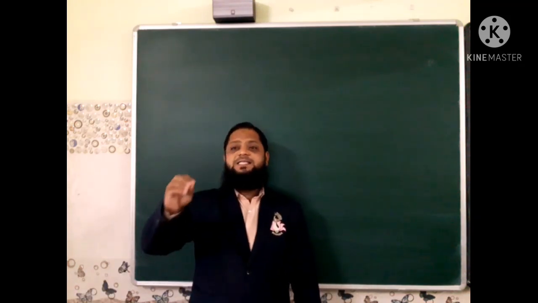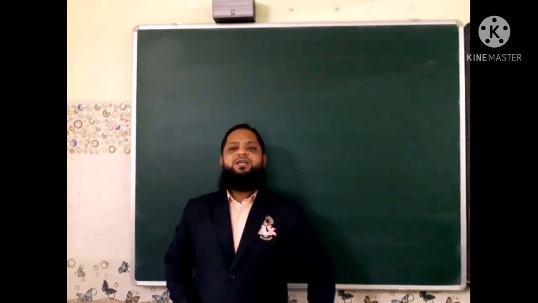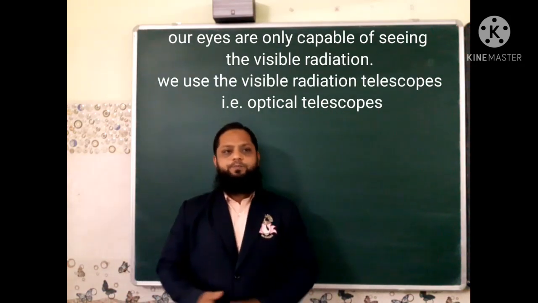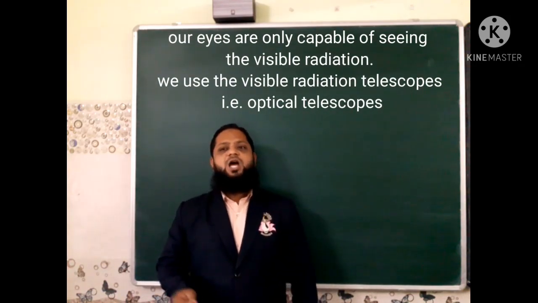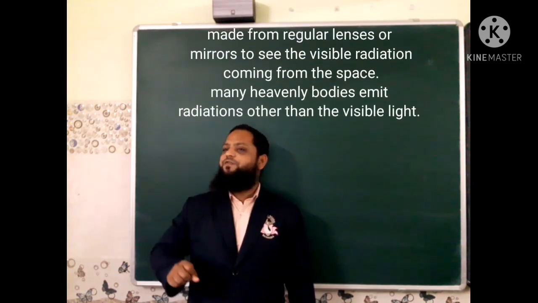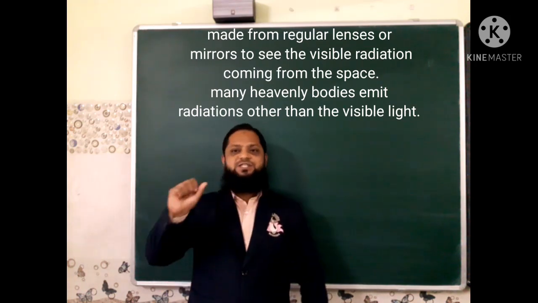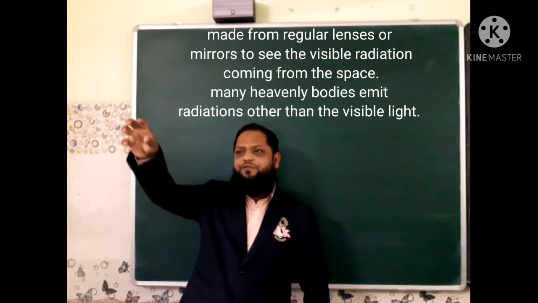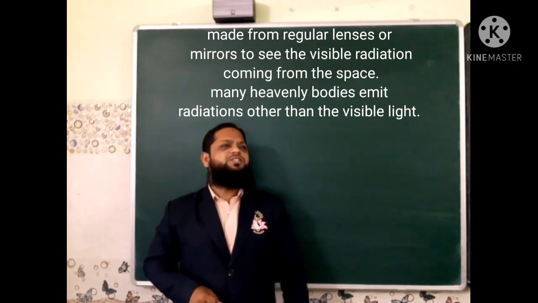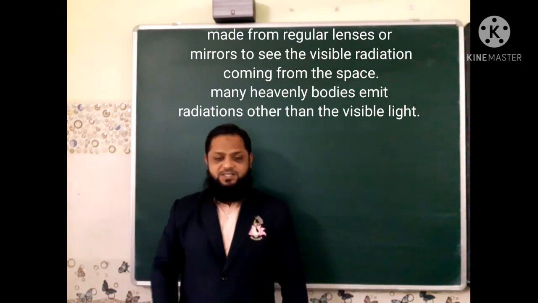Our eyes can see only visible radiations. That's why we use the visible radiation telescope, which is nothing but the optical telescope. An optical telescope is made from regular lenses or mirrors to see the visible radiations coming from heavenly objects present in space. Dear children, many heavenly objects are present in space.